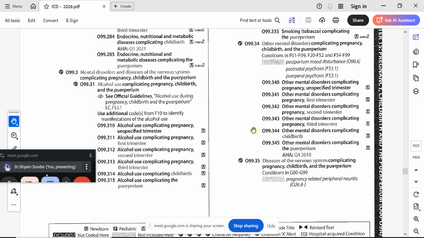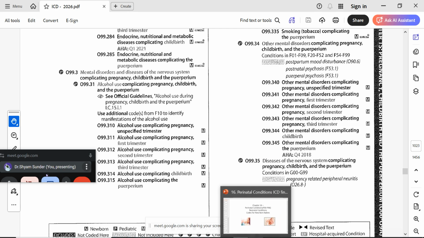So in this case, delivery happened 2 weeks back. Now the patient is with postpartum depression, which is a complete code. So the patient is in the postpartum period. Yes, O99.345, other mental disorders complicating the puerperium. Puerperium is the postpartum period. This is the first code, followed by the F series code. F53, I think we got that code, right? That's good.